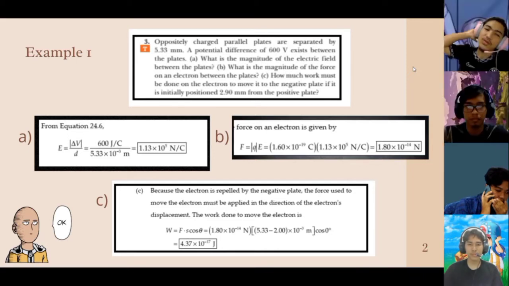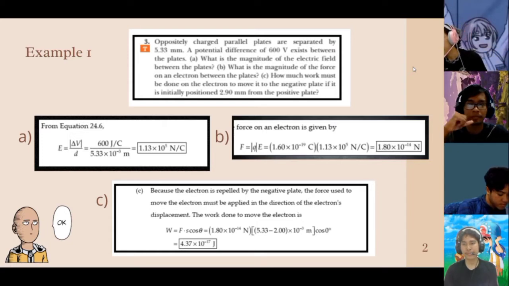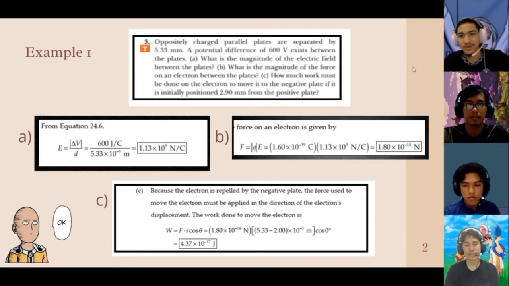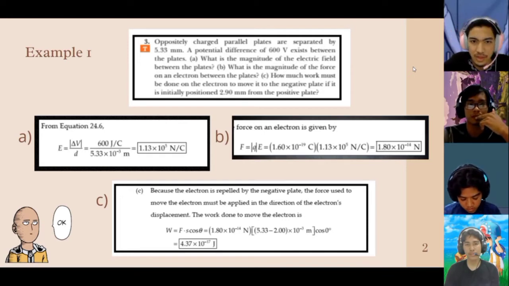So we move on to first question A. What is the magnitude of the electric field between the plates? This question is very direct, so we can just put into the equation. Because the question asks for magnitude, the value must be positive, because magnitude cannot be negative. So E equal to delta V over D.